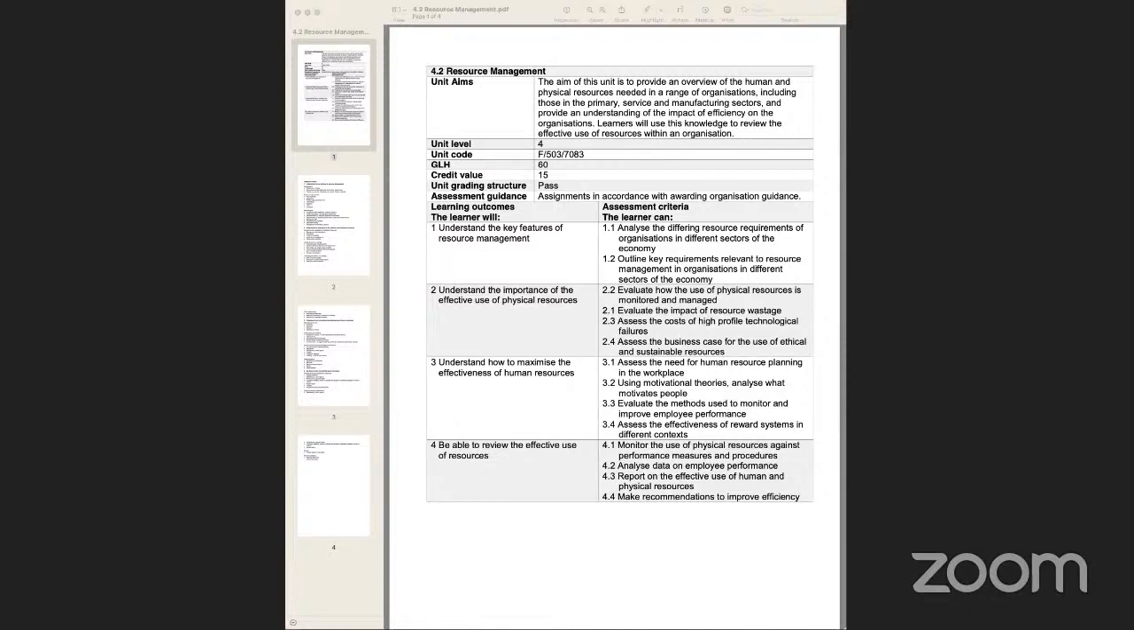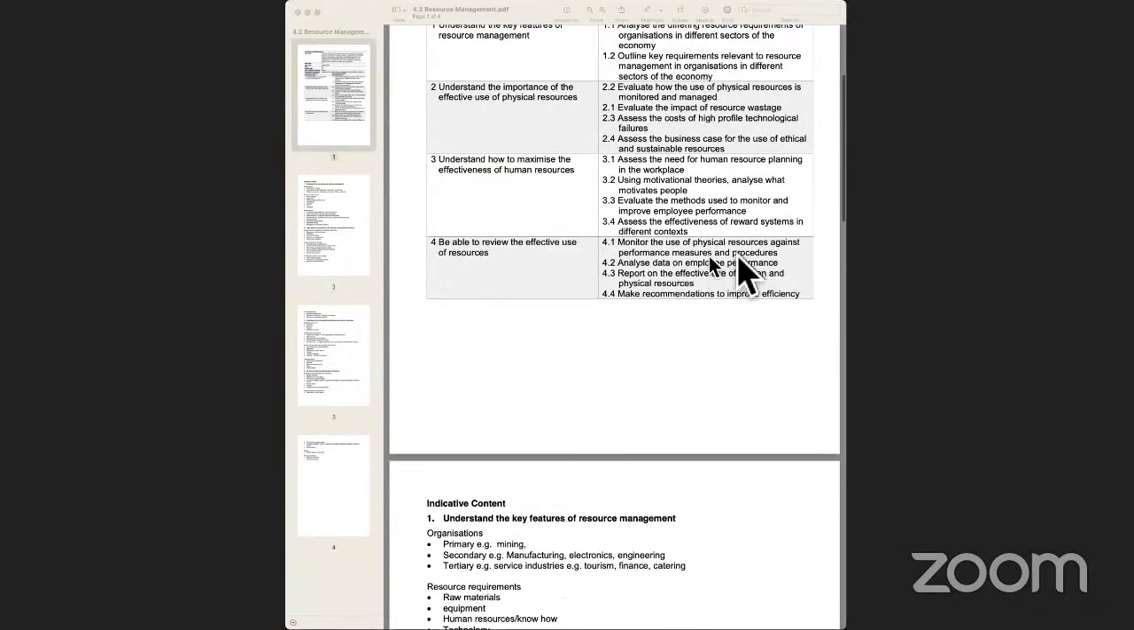So for learning outcome 3, we are going to be going through a presentation. In this, we will be covering an understanding of how we use human resources effectively, and how we look at maximizing the use of human resources. There's a fair bit of content, 4 assessment criteria that we're looking at in this particular learning outcome.